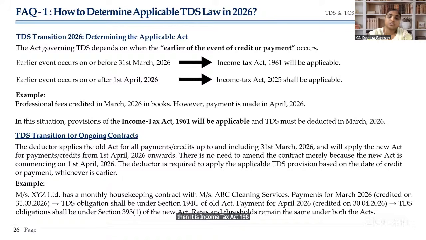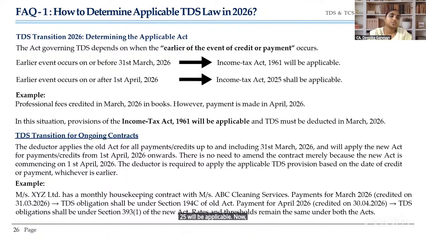Say credit is 15th March and payment is 5th April. Whichever is earlier is 15th March. It is occurring before 31st March, so Income Tax Act 1961 will be applicable. If the earlier event occurs on or after 1st April, then it is the new Income Tax Act. Say credit is 4th April and payment is 10th April. The earlier is 4th April, which is after 1st April. Therefore, the new Income Tax Act 2025 will be applicable.